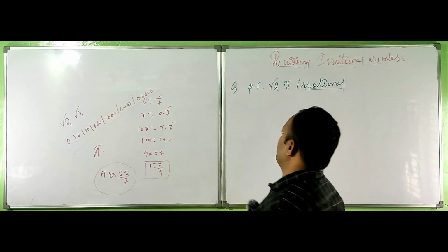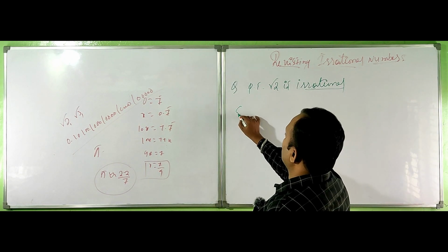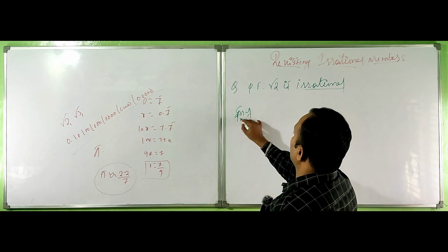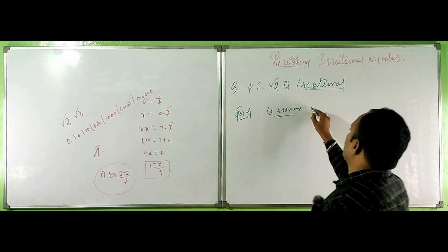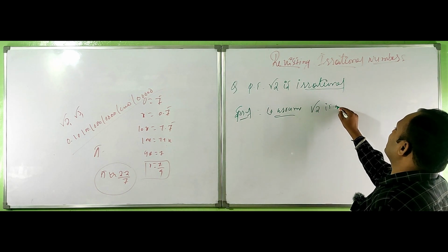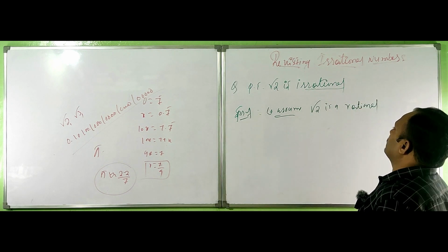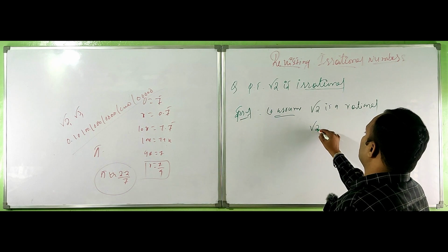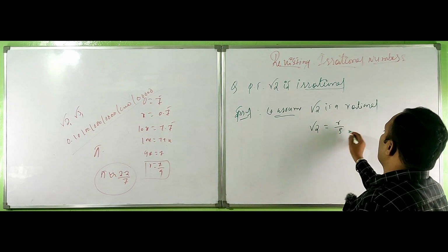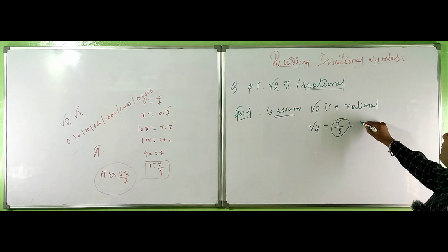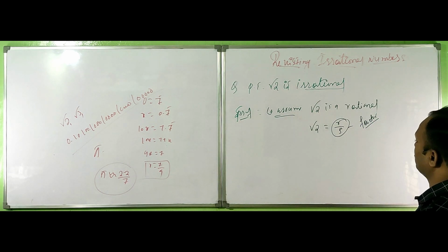First we will consider root 2. Okay, let's assume the solution. The proof is: let us assume root 2 is a rational number, such that it is given as r by s, where r by s is in the lowest form, the factor of, okay, like that.